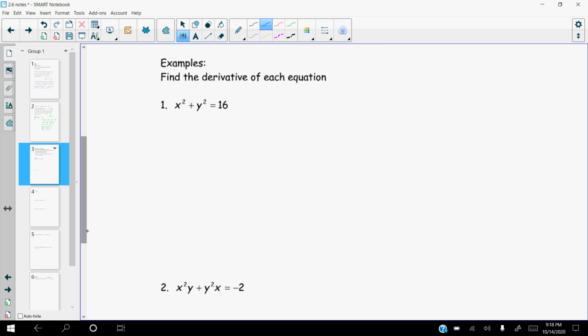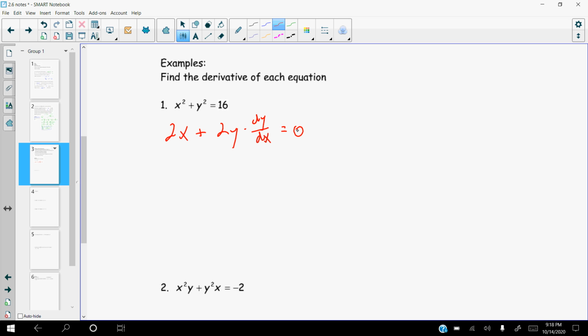All right, let's try a couple of examples. x squared plus y squared equals 16. When I take the derivative of x squared, we do that just like it was anything else. The derivative of x squared is 2x. The derivative of y squared now is where you have to apply the chain rule. It'll be 2y, regular derivative, times the derivative of y, which is dy over dx. And then the derivative of the right side is 0. So now we have to solve that expression right there for dy over dx.